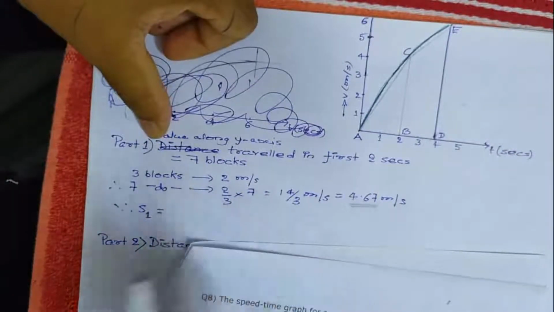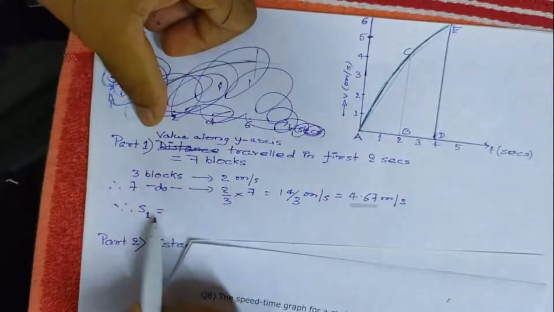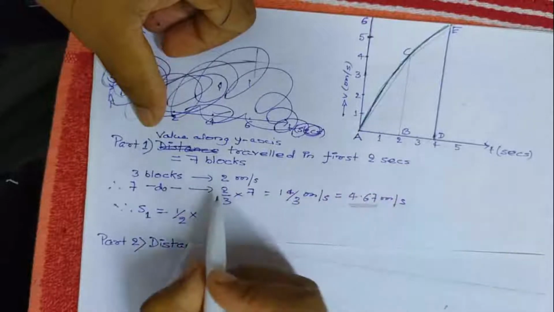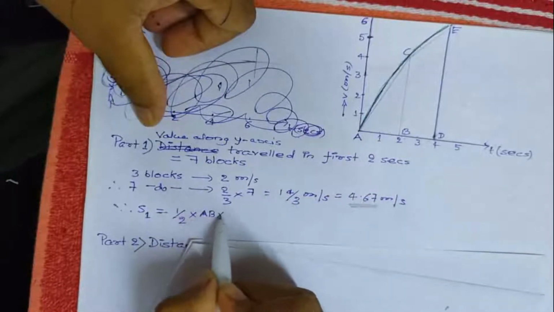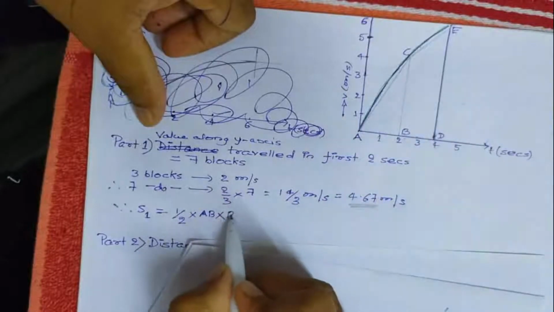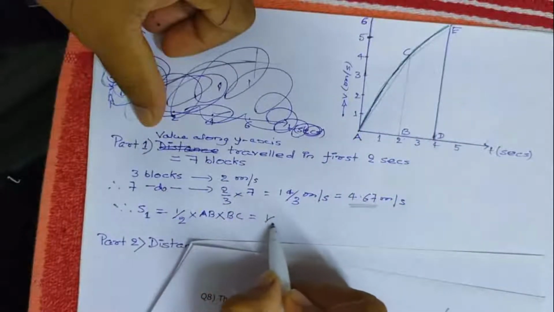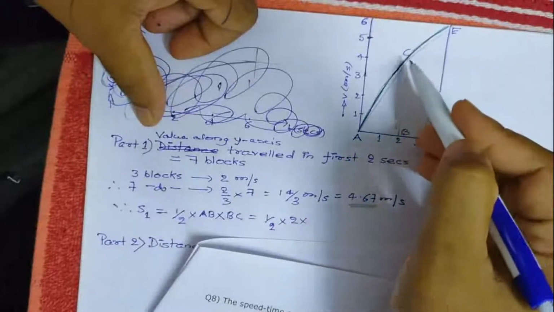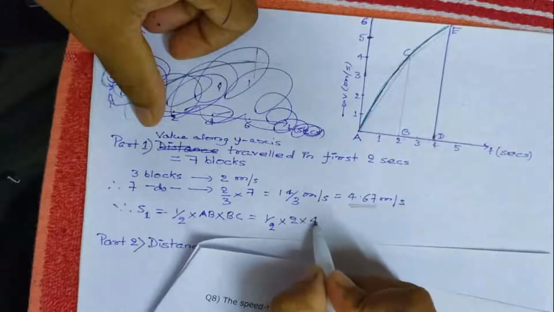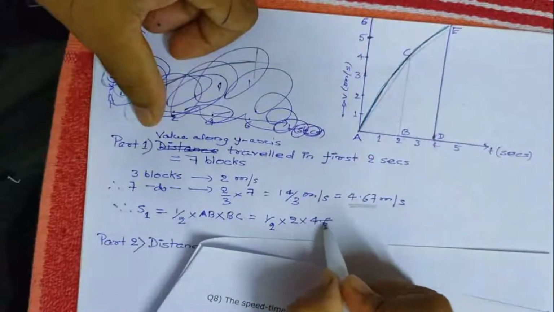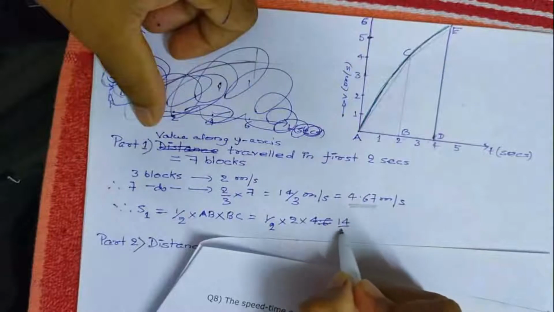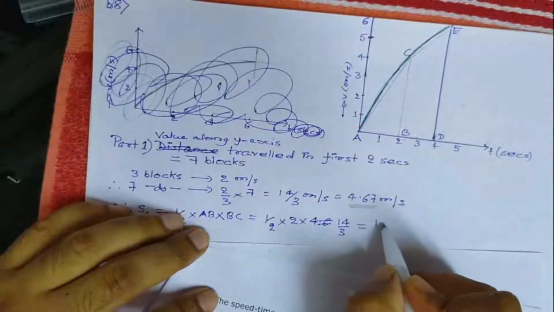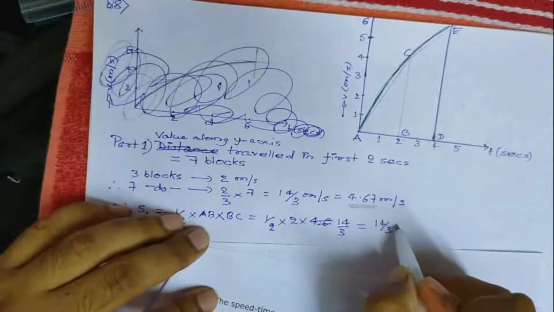Yeah guys, let us call it S1. S1 in first part is half of AB into BC. Half of, what is the value of AB, 2, into what is the value of BC, which will come out to be 14 by 3. So 2 cancels out, so 14 by 3 meter.